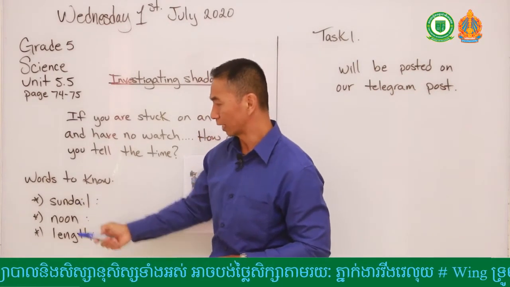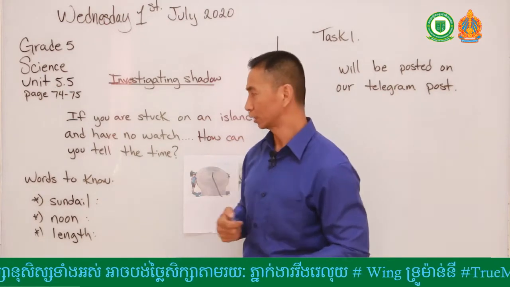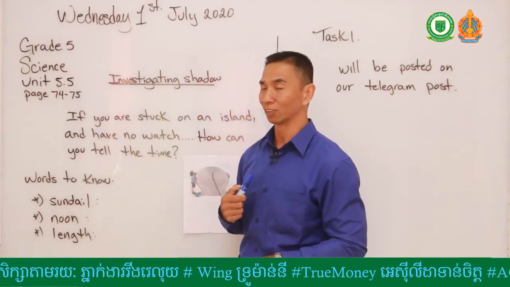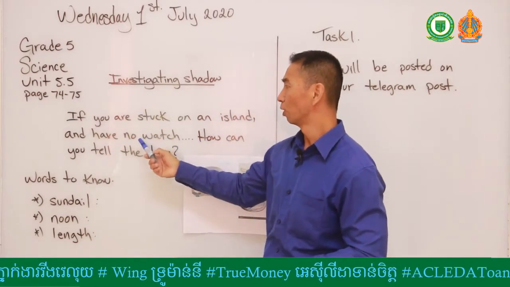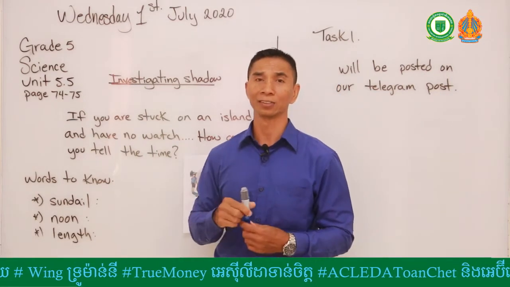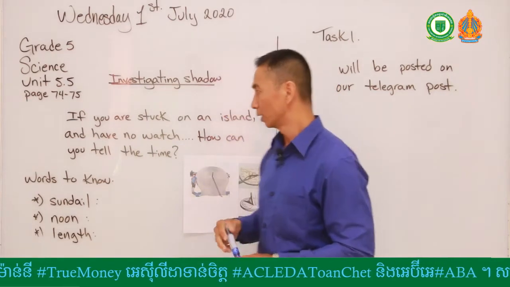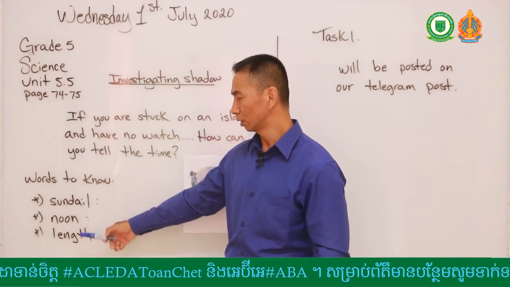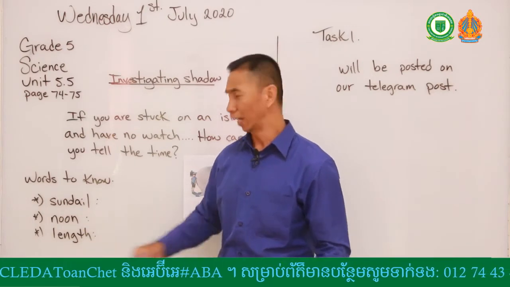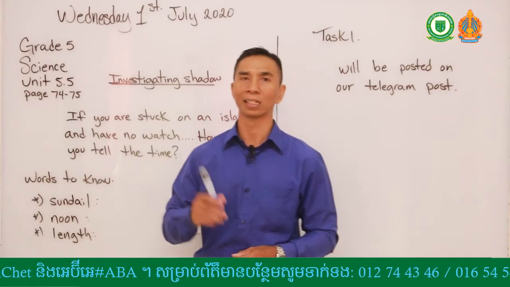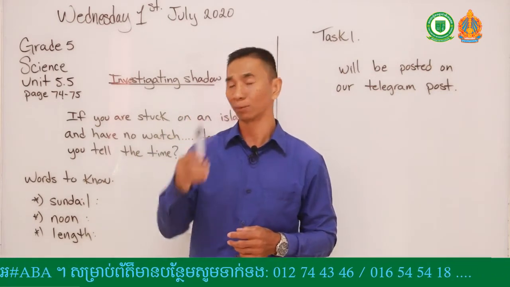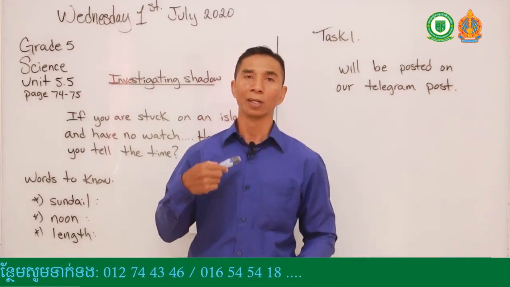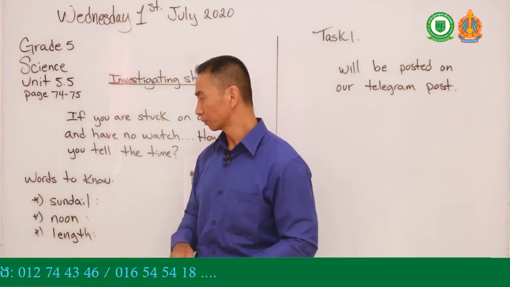Okay, I have some words here that are going to help you in your readings. These words are also helpful for investigating our shadow, and for what we would use if we're stuck on an island to know what time it is. The first word is sundial. The second word is noon. The last word is length. As we learned last week, we studied the length of shadows at a certain time. So hopefully you have understood this word. If not, you can ask me or we can communicate more on Zoom later on.